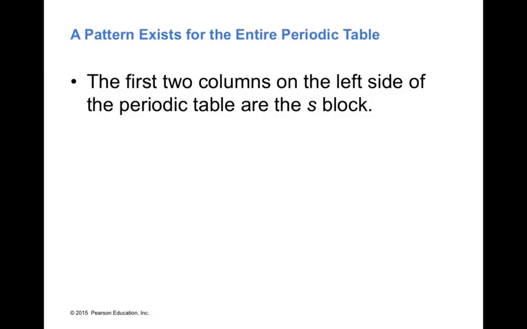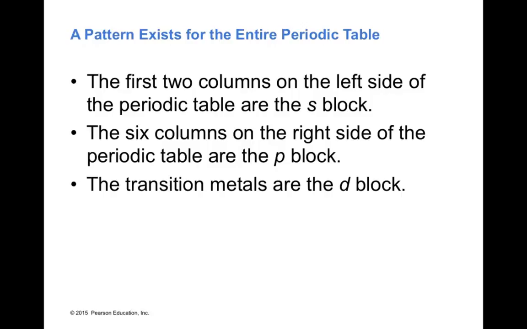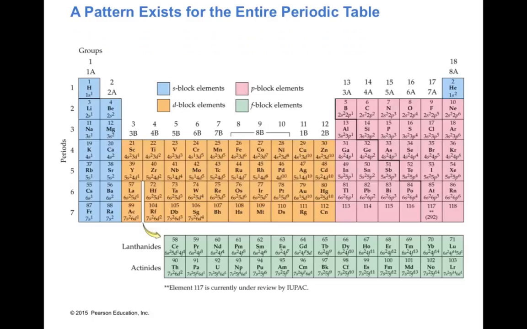This pattern exists for the entire periodic table. The first two columns on the left side of the periodic table are the S block. The 6 columns on the right side of the periodic table are the P block. The transition metals are the D block, and the lanthanides and actinides, also called the inner transition metals, are the F block. So here we have basically what we mentioned before.